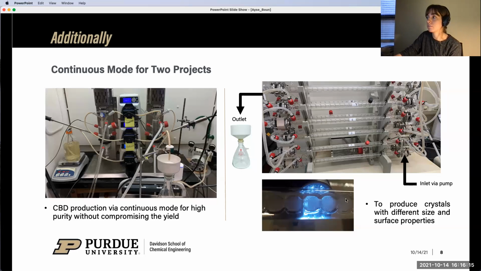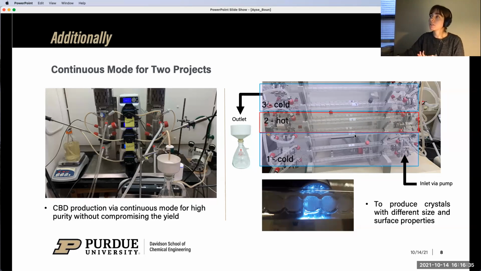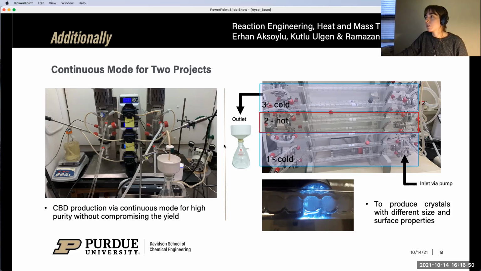Here you can see the baffles in the crystallizer. There's this oscillatory, I don't know, I forgot the name. Basically, you put the inlet and there's something pushing your solution up, and then you can create some cold and hot regions depending on your project to again engineer your crystal size or shape. And then from the top you withdraw your product again with a similar simple setup continuously. So yeah, these are also the other things that I work on.